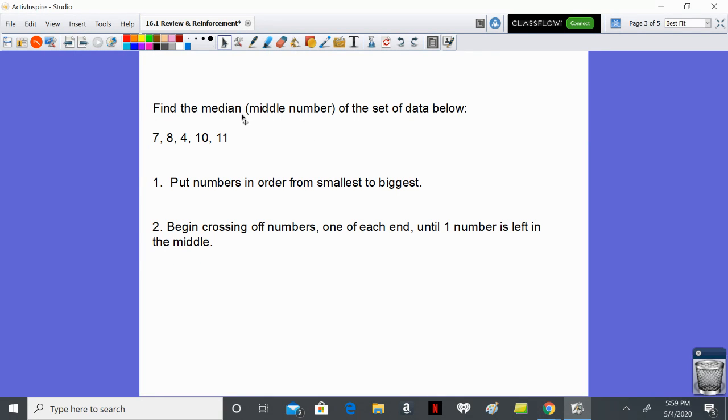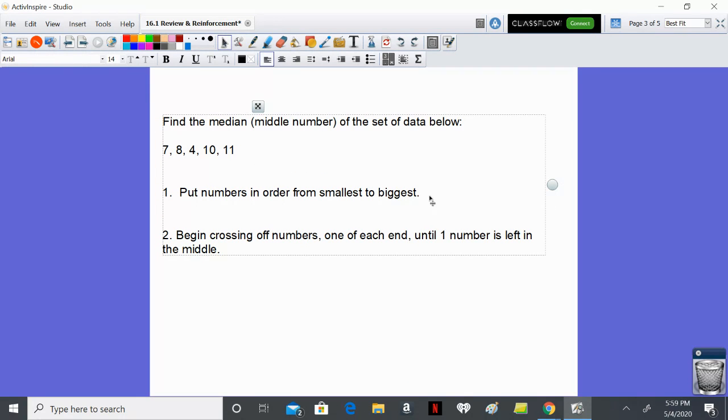Let's look at the median. Let's find the median, or the middle number, of the set of data below. We have 7, 8, 4, 10, 11. Median even kind of sounds like middle, median, middle. So the first thing we need to do is put the numbers in order from smallest to biggest. So let's take a look at our numbers above.